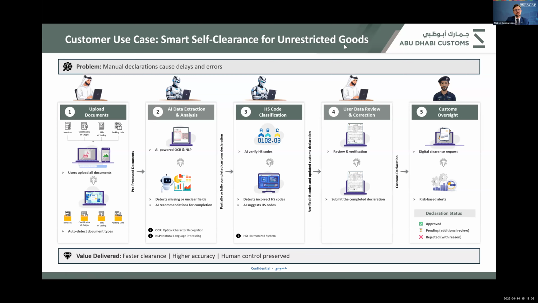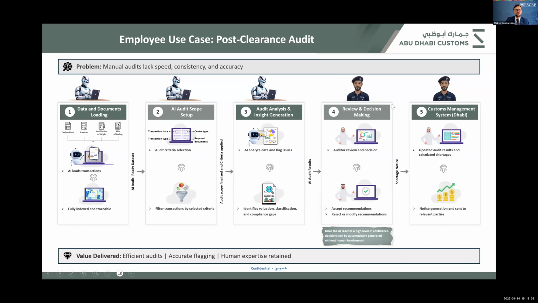What does this give to our customers and our operation team? It gives fast clearance, higher accuracy, and human control is preserved. So we are depending on a technology and having proper KPIs and a monitoring approach in the cycle of the AI implementation.